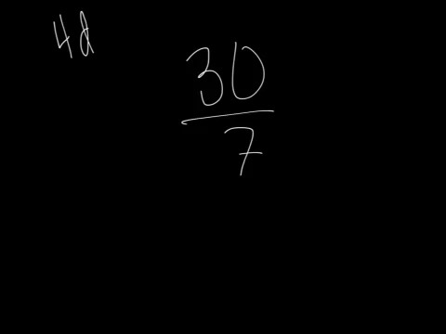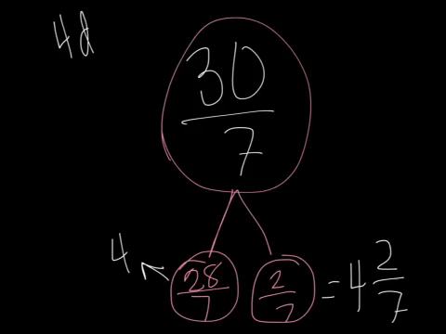Try 4D on your own now. Pause the video and then push play when you are finished to check your answer. Did you get 4 and 2/7 for your answer? If you did, you are correct. If you did not, make sure you look at my work to see what you did wrong. Please finish E through I in your problem set book now. Pause the video as you work, and then push play again when you are finished, as we will move on to lesson 25.